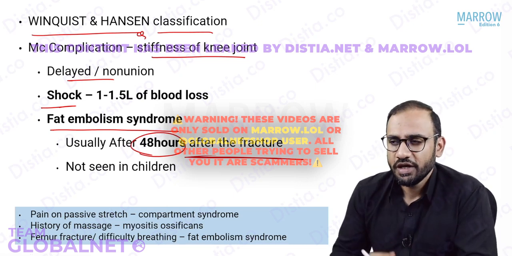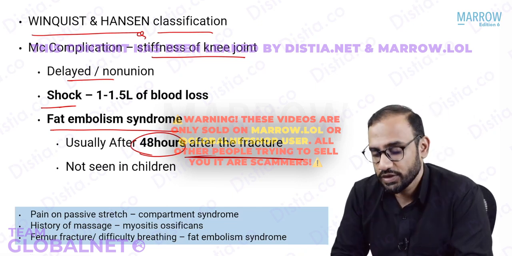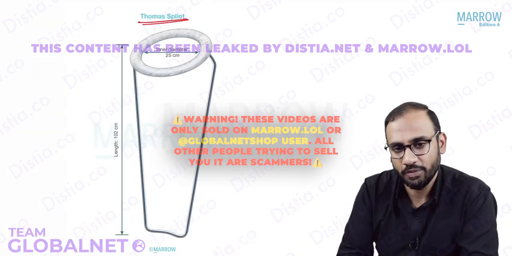A few more MCQs. Long bone fractures in the lower limb, particularly femur fracture, can be temporarily stabilized with a Thomas splint. This is the image of Thomas splint.